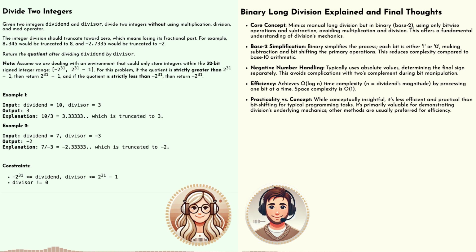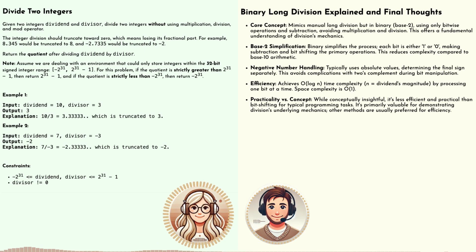But how do we do that in binary, where we only have zeros and ones? Right, yeah, that's what I'm wondering. Well, it's actually pretty similar. You go from left to right, bit by bit, but instead of asking how many times does the divisor go into it, you just ask, does it fit into this part of the dividend, or is it too big? So it's just like a yes or no question each time. Either it fits or it doesn't. That's kind of neat. Exactly.